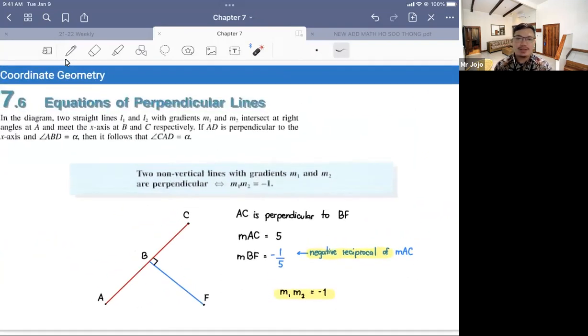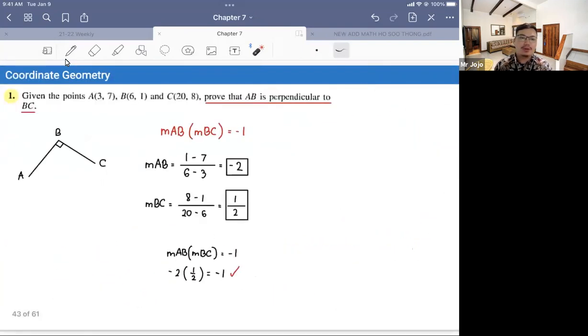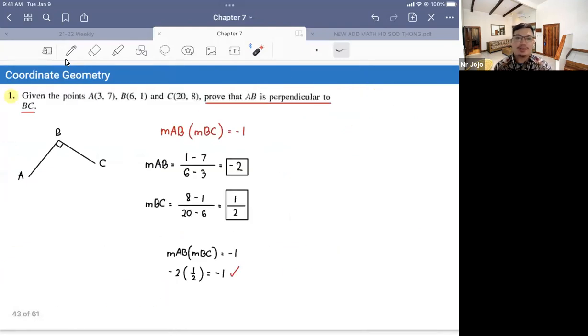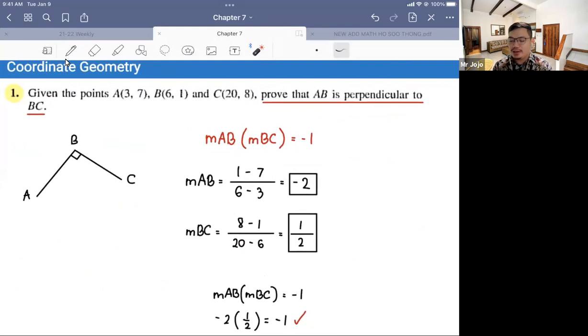So let's have one example. This one came from exercise 7.6, because there's no question like this in the book, so I took one question from 7.6. The first question says: given the points A, B, and C, where A is (3, 7), B is (6, 1), and C is (2, 8), prove that AB is perpendicular to BC.